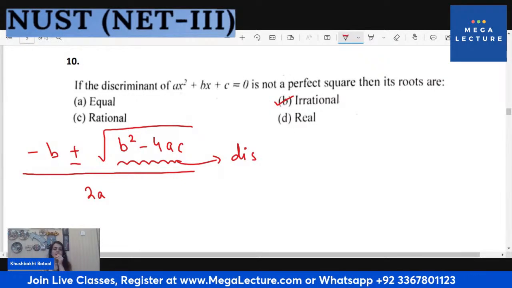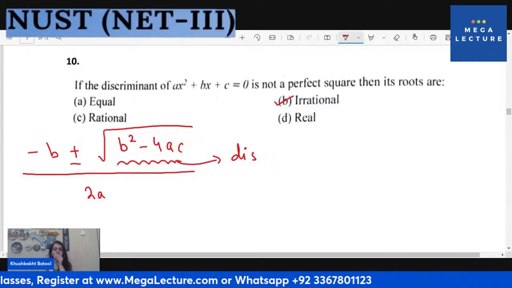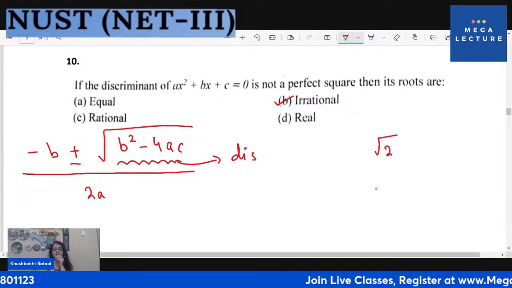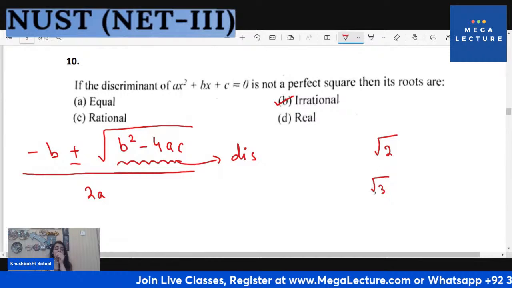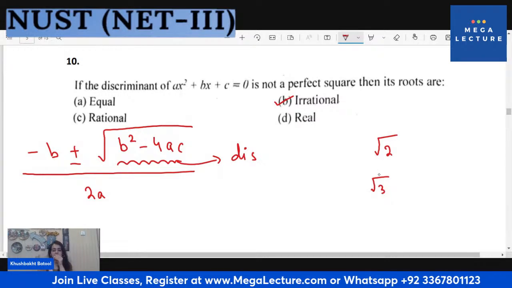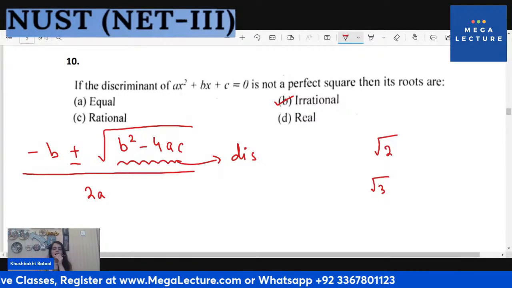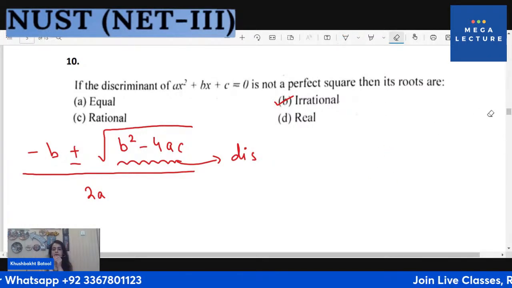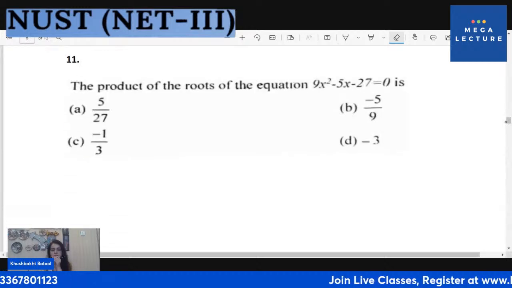Always remember, rational numbers could be any number that can be written as a fraction. But for irrational numbers, if you have something like under root 2 or under root 3, stuff like that, this is a surd. And all these surds are considered to be an irrational form of the answer. So the answer is going to be B for this one. Okay, all right. Let's talk about the next question then.